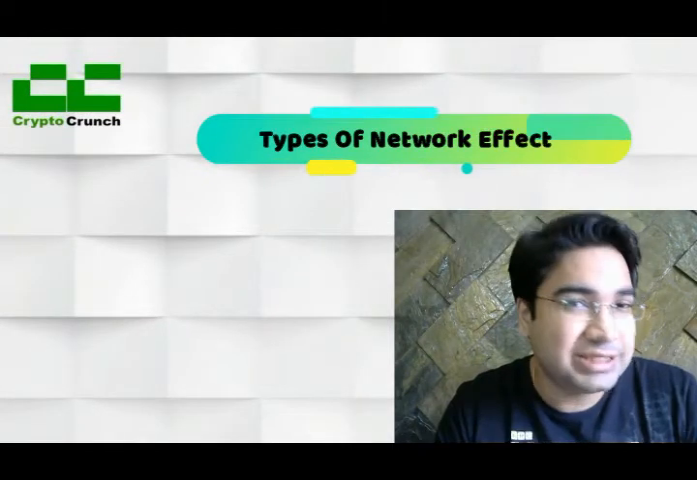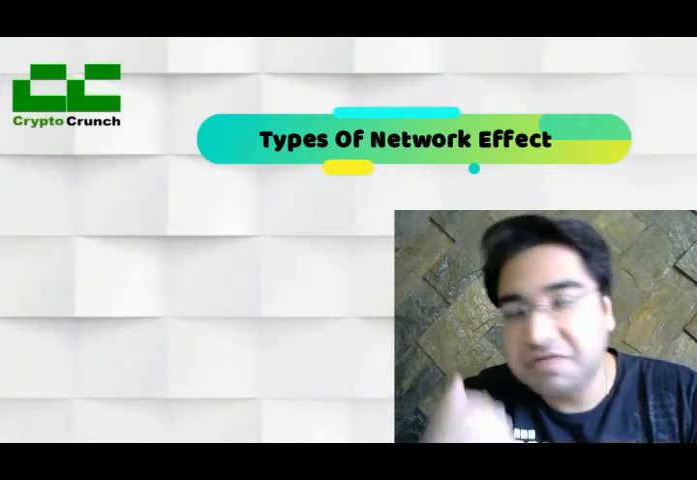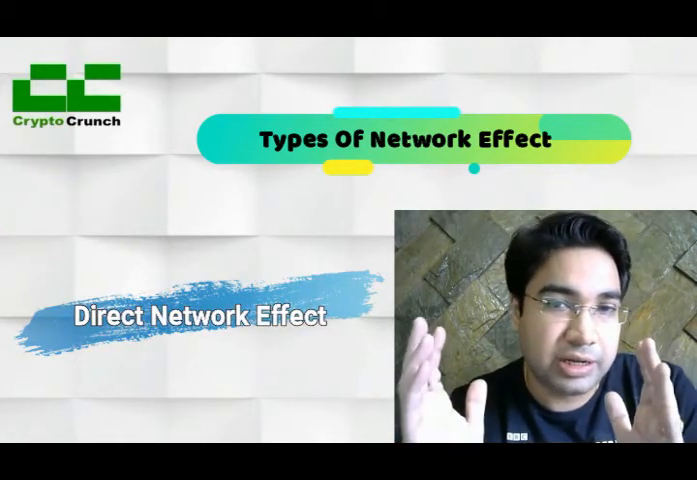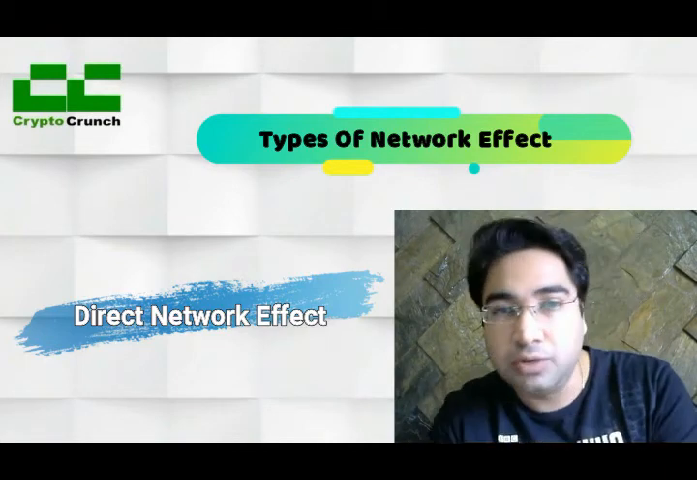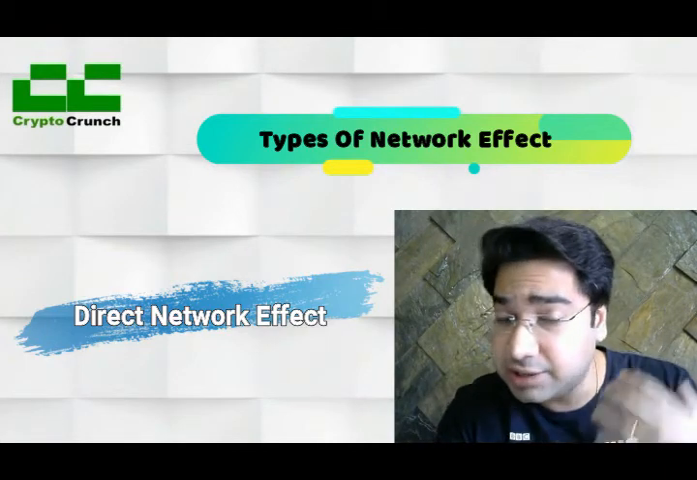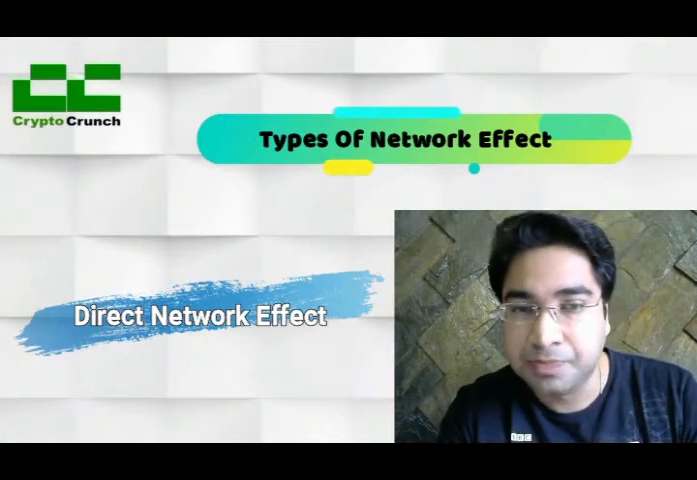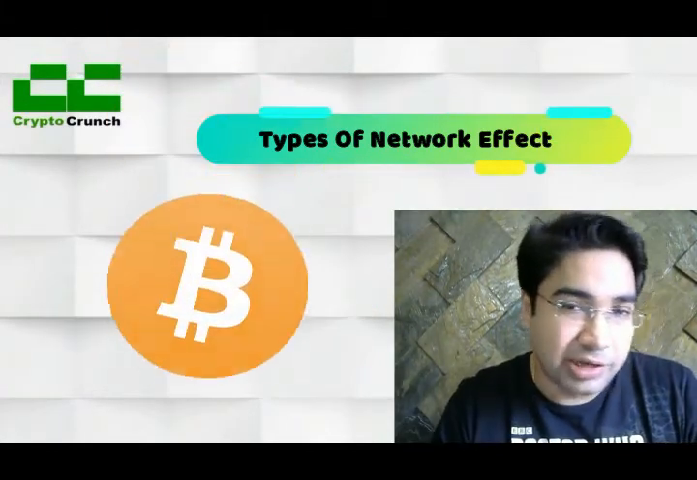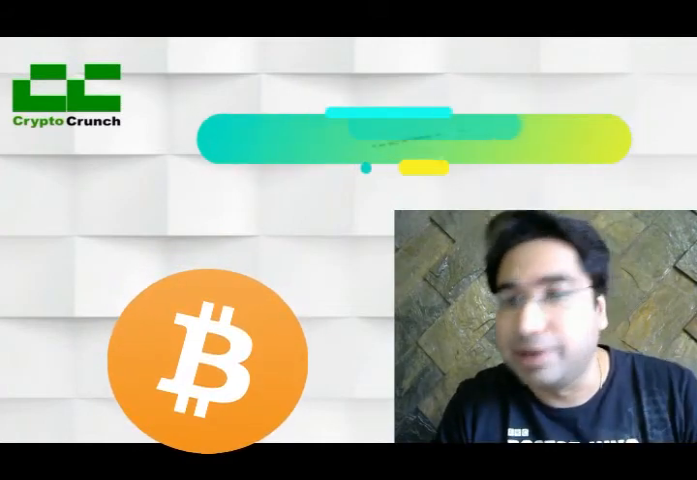So without making it too technical and boring, let me just tell you a few basic types of network effect. The first one is called the direct network effect. It is basically the concept wherein as the usage increases, the value of a commodity, in our case cryptocurrency, directly increases. The example would be Bitcoin. As the number of users of Bitcoin increases, the value of the network also increases.